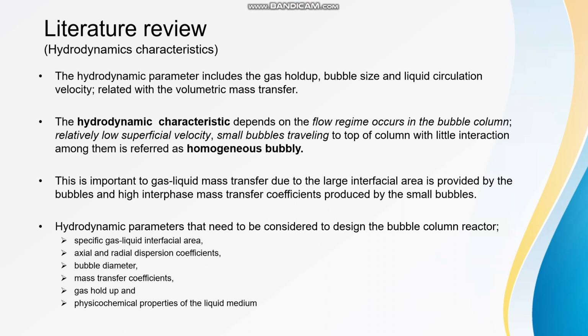The hydrodynamic parameters include the gas hold-up, bubble size, and liquid circulation velocity, which relate to the volumetric mass transfer. These hydrodynamic characteristics depend on the flow regime occurring in the bubble column. At relatively low superficial velocity, small bubbles travel to the top of the column with little interaction among them, which is referred to as homogeneous bubbly flow. There are a few parameters that need to be considered to design the bubble column reactor, such as specific gas-liquid interfacial area, axial and radial dispersion coefficients, bubble diameter, mass transfer coefficients, gas hold-up, and physiochemical properties of the liquid medium.